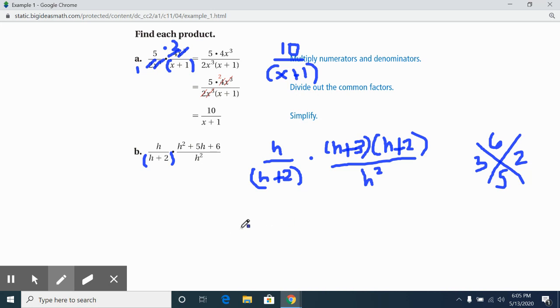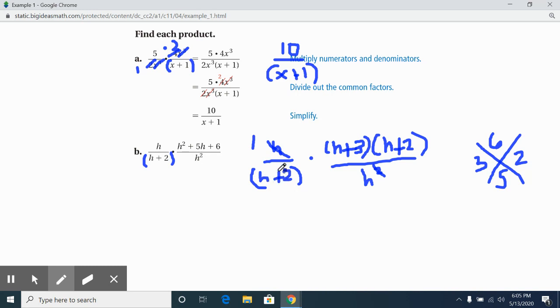All right, so what I'm looking at now is, again, I'm going to cross cancel things that I can cancel. I have one h here and I have two h's down here, right? So this cancels completely. I'm going to make it into a 1. And this h squared, there's only one h left after I cancel that. Okay, so I'm going to leave it here.